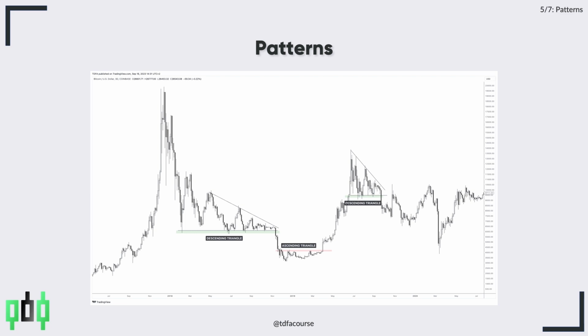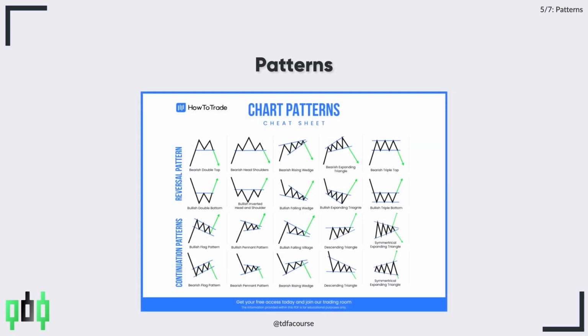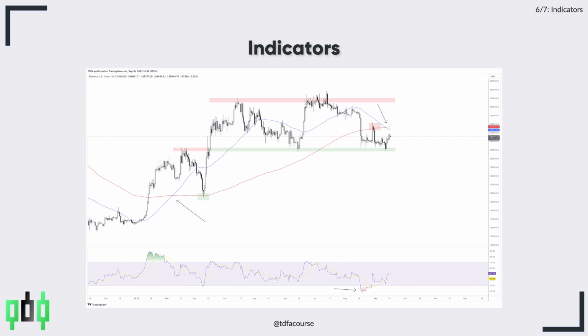So in ascending triangles, we have descending triangles as well. As you can see, they kind of played out in this example of Bitcoin. They don't always play out, but they are a piece of the technical puzzle. There are many patterns, and you can all check them in your own time. I definitely advise to do so.